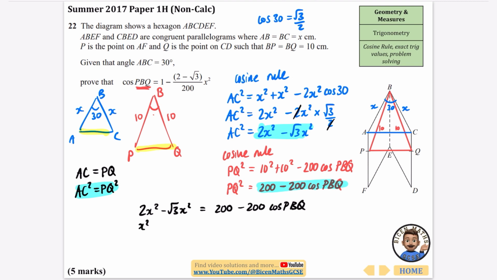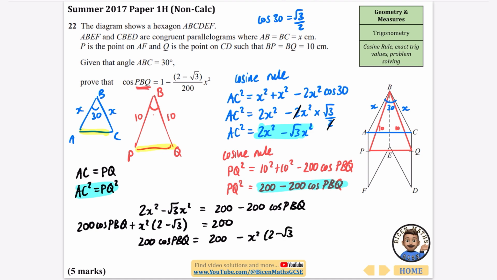Now, I like to do a bit of factorising. I noticed that I could take a factor out of x squared here, so that I get my 2 minus root 3. What I might do instead is put this 200 cos of PBQ onto this side. So I get 200 cos of PBQ plus this equals 200. So my last step is to subtract this to the other side. Well, it's my penultimate step actually. So I get that 200 cos of PBQ is 200 minus x squared times 2 minus root 3.